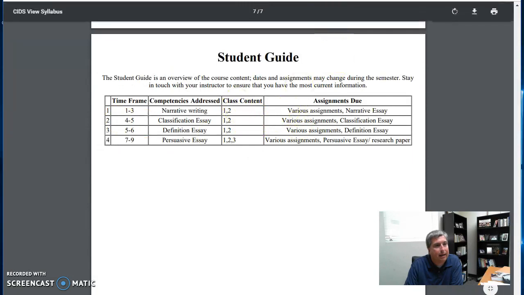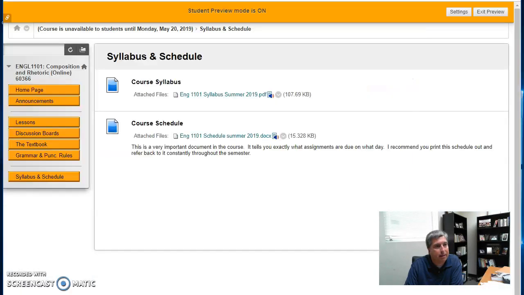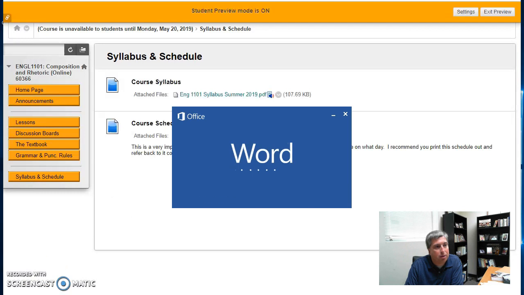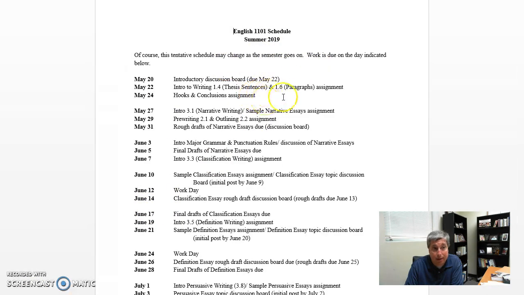And the student guide is really not that important because I have a much more detailed student guide here in what's called the course schedule. Let me open this up in Word. I just clicked on the link. And this is really the most important document in the class. You want to print this out. You want to be sure and keep up with this.